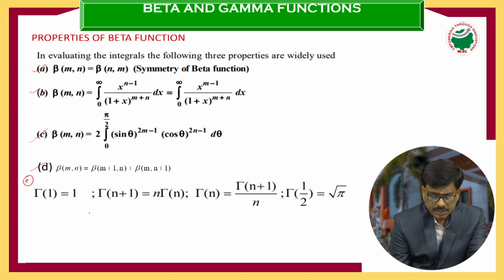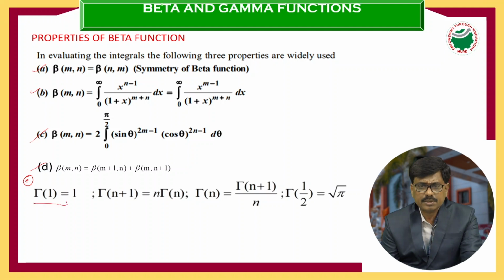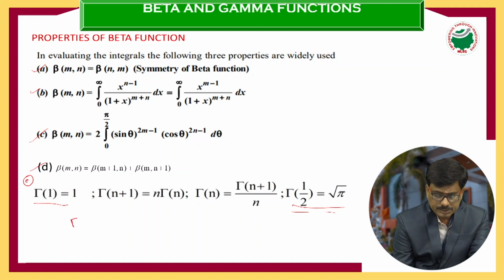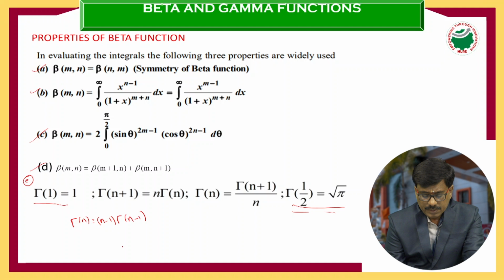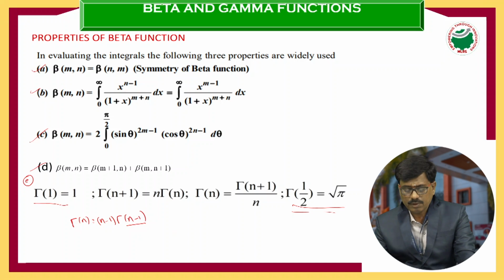Further, if you want to prove these results, in the previous lecture I explained how to prove this result. If you take the definition of the gamma function and substitute n equal to 1, we will get gamma of 1 equal to 1. Similarly, gamma of 1 by 2 equals root pi. Sometimes I can express gamma of n equals n minus 1 into gamma of n minus 1. Further, this can be extended into n factorial values also.